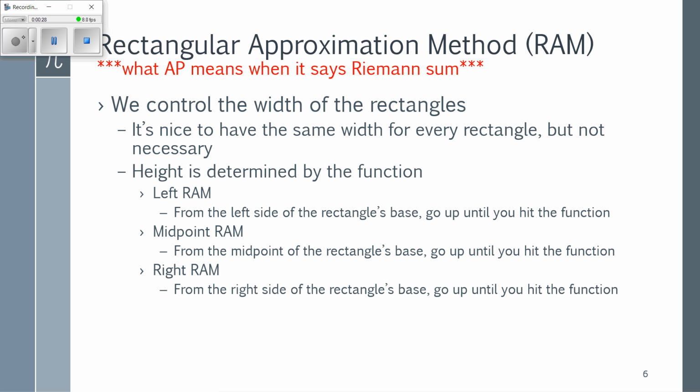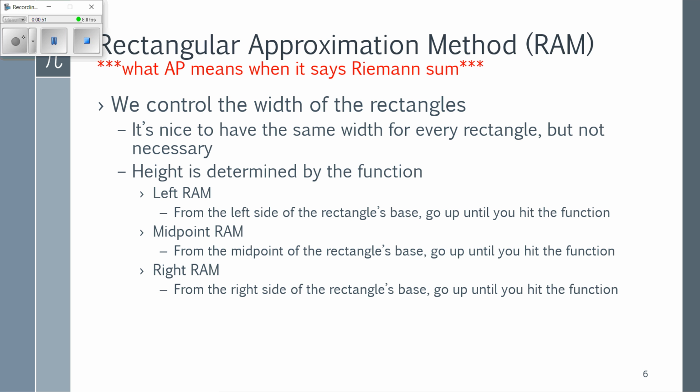So we have control over the width of the rectangles. It's nice to have the same width for every rectangle. Especially when we're working graphically, we work really hard to make sure there's the same width, but it's not a necessity. I have a later video where I have an example of, hey, if we're given a table of information, what if the widths aren't the same in that table?